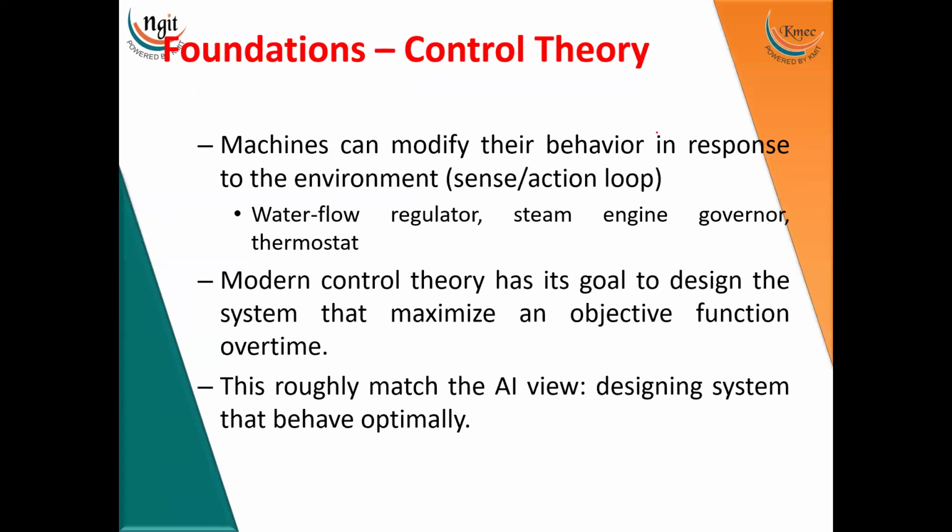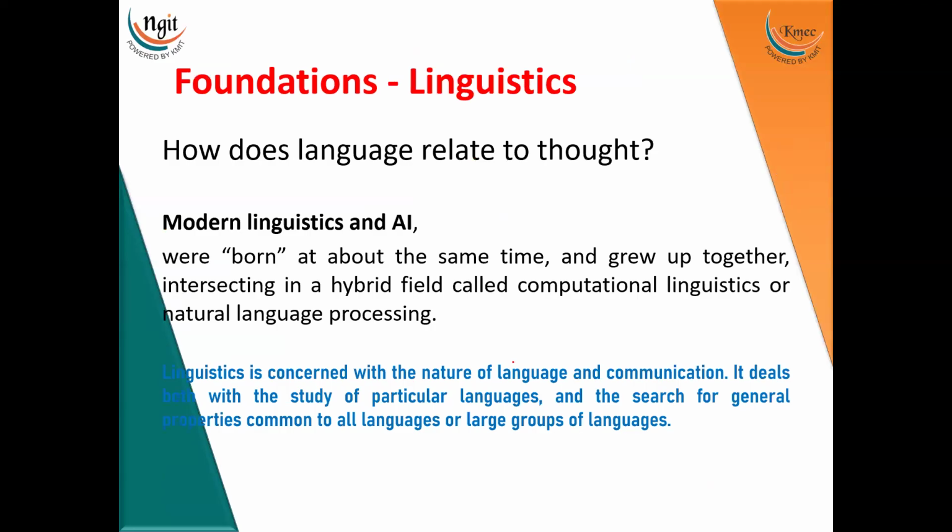Then coming to the next one, control theory. We know that nowadays, whatever machine we take, either a washing machine or a dishwasher, a machine able to do things like a human being involves AI. You can see here the water flow regulator, steam engine, thermostat. This model of control has its goal to design a system that maximizes an objective function over time. This roughly matches the AI view, that is, designing a system that behaves optimally, like how a human being can act.